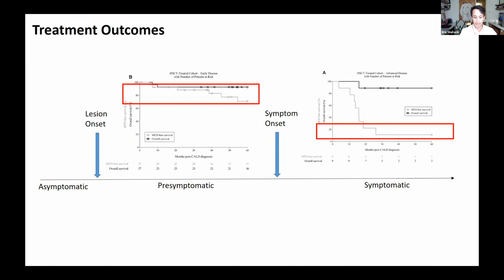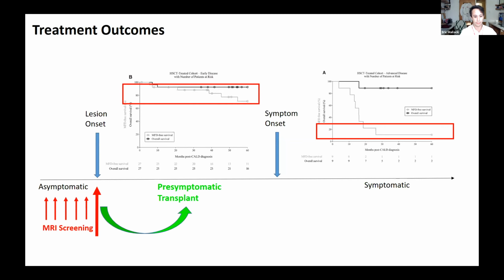So what is the idea behind doing MRI screening? You identify a patient by newborn screening, and you essentially take these pictures every couple months over the first 10 years of life. And the idea is to capture the cerebral lesion and then refer into pre-symptomatic transplant to essentially meet these outcomes. This is the conceptual idea.